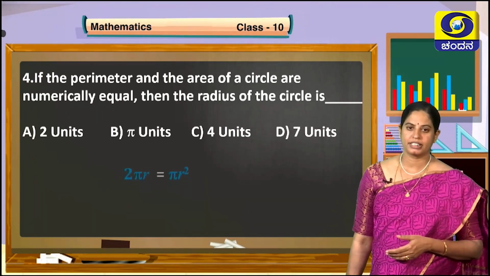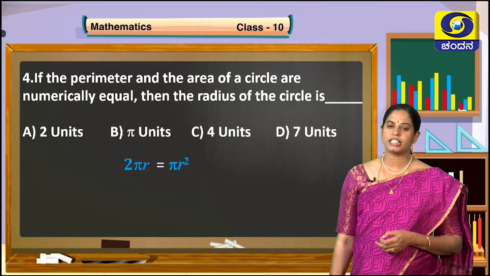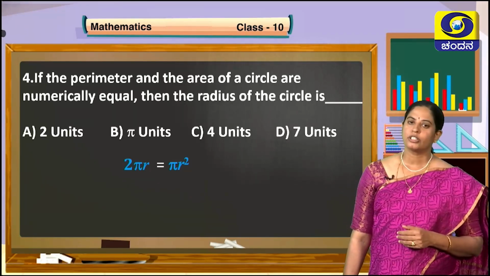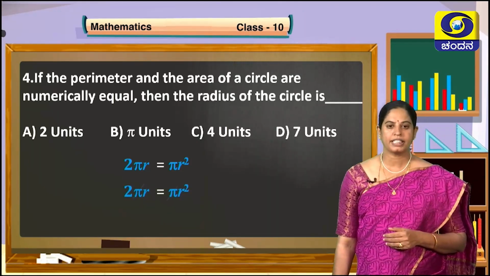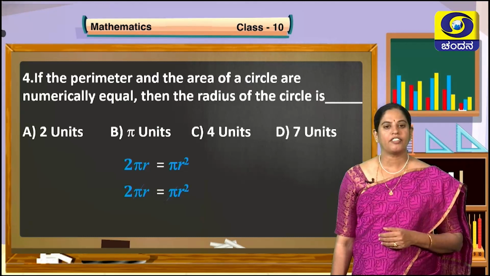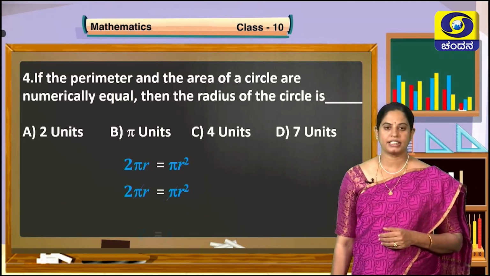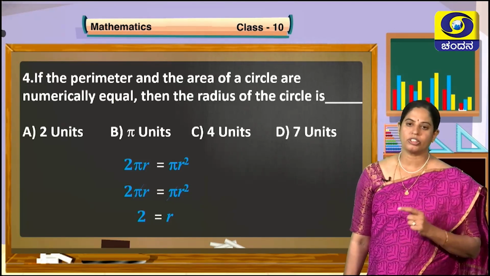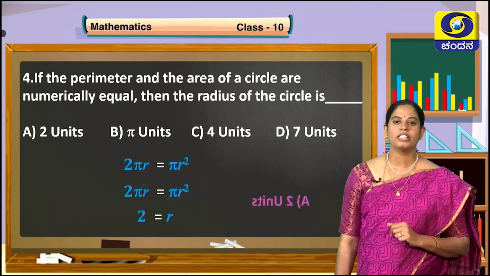Let me explain this. Yes, the area of the circle is equal to the circumference of the circle. When they are numerically equal, we can write like this: 2 pi r equals pi r square. On both sides, pi cancels and we are left with 2r equals r square. One r also cancels. We are left with 2 equals r. That means the radius is equal to 2 units. Then what is the answer? Yes, option A is your answer.